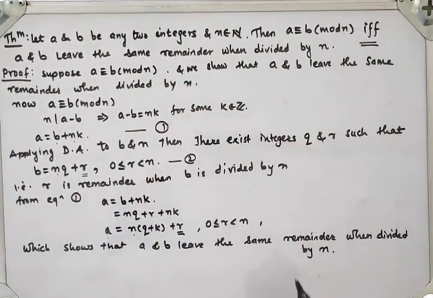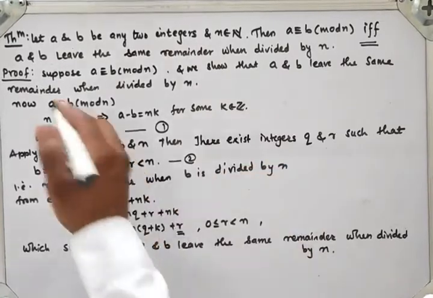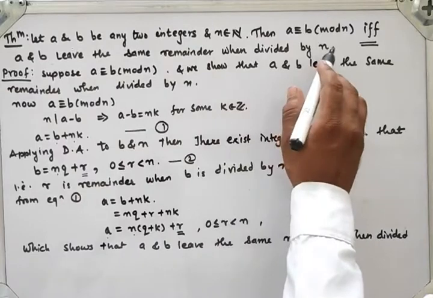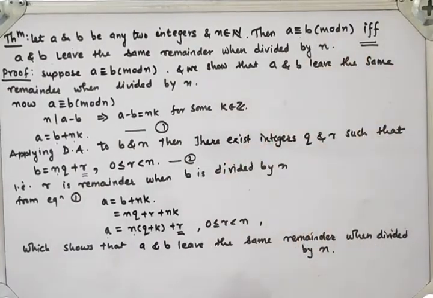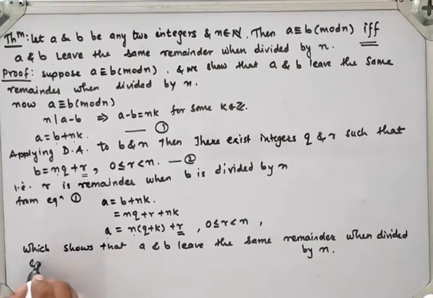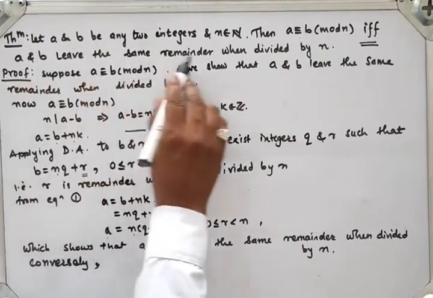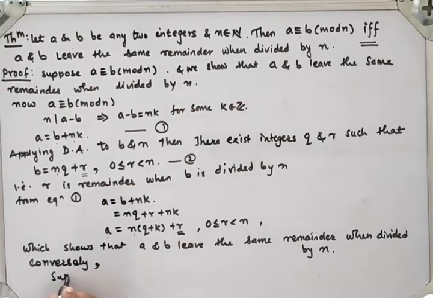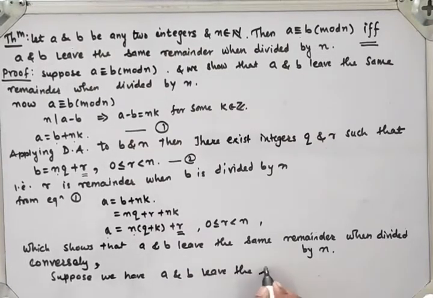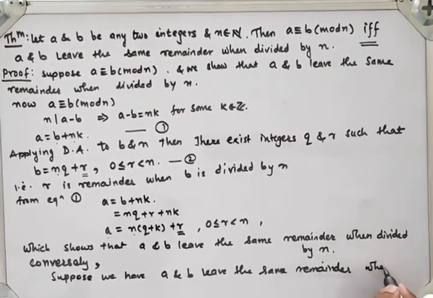Now we will prove the converse part. Here we have that a and b leave the same remainder when divided by n, and we have to show that a is congruent to b modulo n. Let's see the converse part. Conversely, suppose a and b leave the same remainder when divided by n.